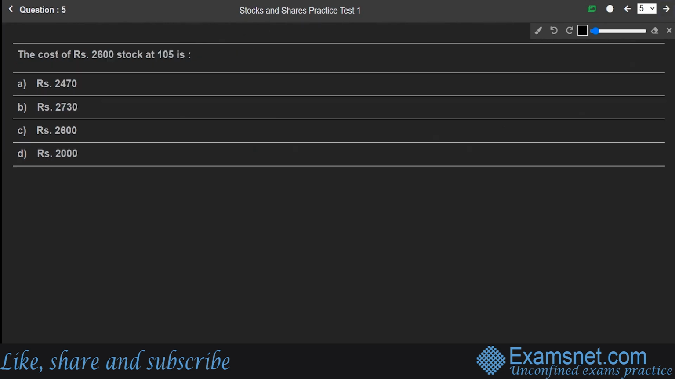Now, the cost of rupees 2600 stock at 105 is. So the total investment done was 2600. The total face value available is 2600, but he's saying stock at 105. That means if the share cost is 100 rupees, then it is giving you 105 in the investment. That is 5% more. So if rupees 100 is the investment, we get rupees 105. So what if we invest rupees 2600? How much will we get?